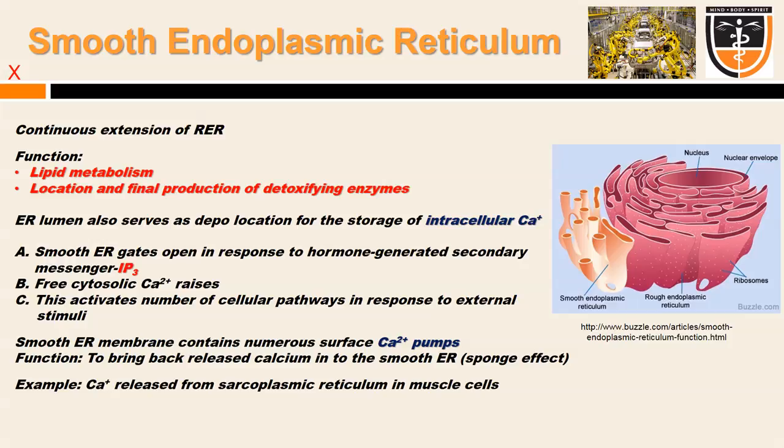And now, importantly, the surface of smooth endoplasmic reticulum contains a lot of calcium pumps. What does that mean? That means that the calcium released from smooth endoplasmic reticulum will eventually be pumped back into the smooth endoplasmic reticulum at the end of the signal, at the end of the contraction, for example, in cardiac myocytes. So that is one of the characteristics of the smooth endoplasmic reticulum. It acts as a sponge for calcium. It holds the calcium, releases it, stimulates, and puts it back in.